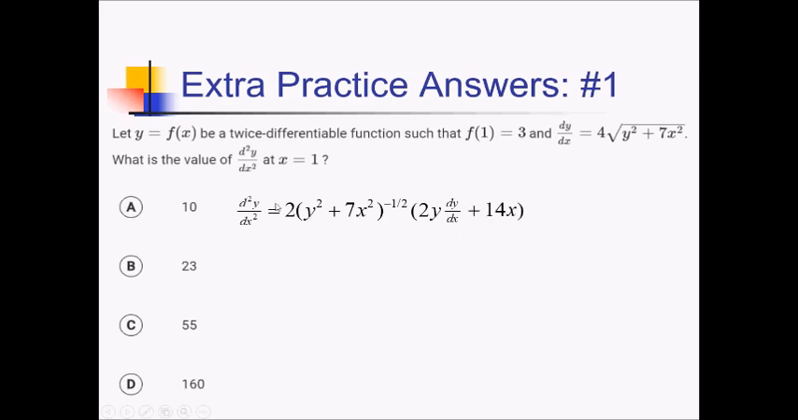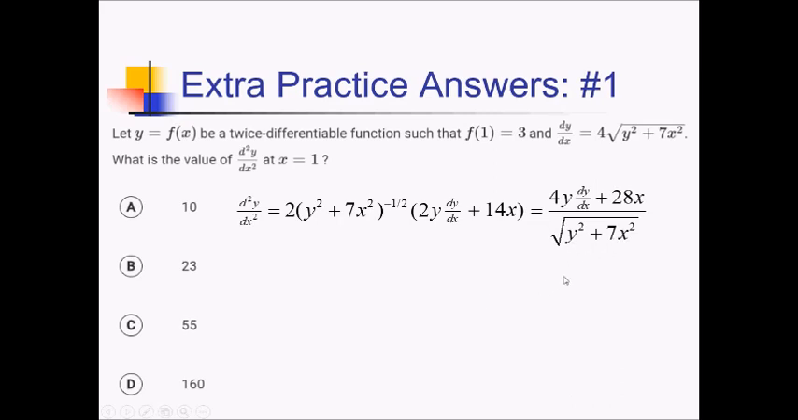And I am about to plug some things in here, but let me clean this up a little bit first. So this y squared plus 7x squared to the negative 1/2, that can move downstairs as a square root. And then I'll distribute this 2 to the 2y dy over dx and 14x to get 4y dy over dx plus 28x upstairs. So we've got that upstairs, and all this stuff is square rooted downstairs. Because I'm going to have to evaluate this eventually anyway, I might as well know what I'm looking at.